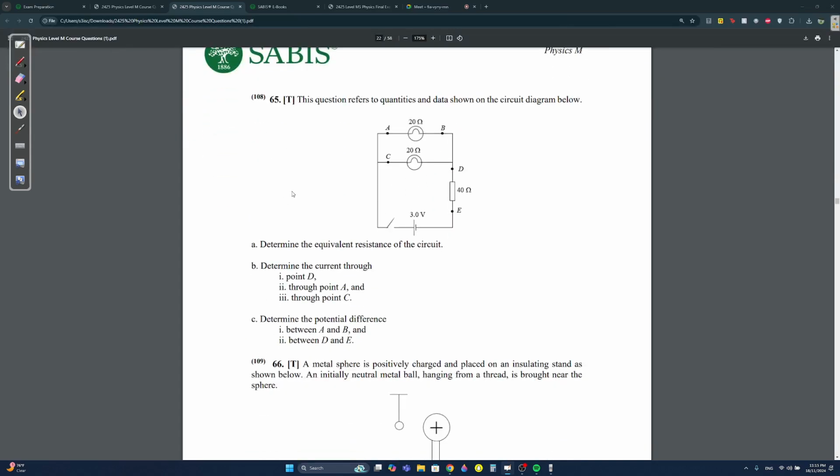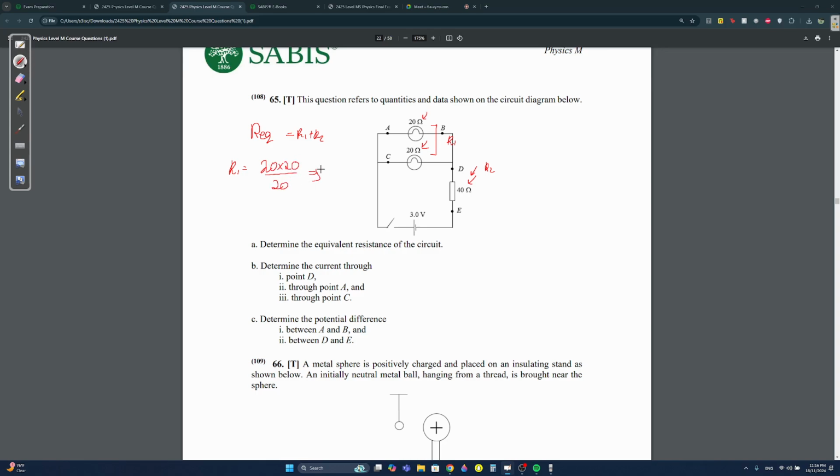Question 65 refers to quantities and data shown on the circuit below. Determine the equivalent resistance of the circuit. We have a parallel part and a series part. First you find the parallel one and then add it to the series one. To find the parallel one, you can use product over sum. Call this R1 and call this one R2. Or you can use 1 over 20 plus 1 over 20 and flip it.